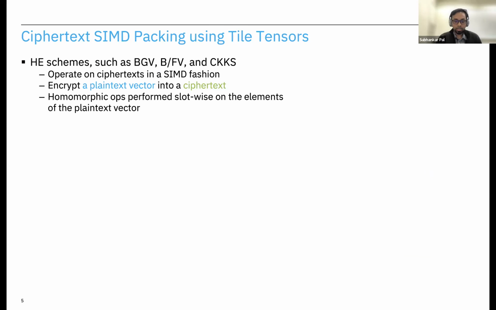What we're going to look at is a method of generically packing values into schemes that support SIMD, and how we figure out how to fix the problem of pruning for this context. In general, word-wise FHE schemes like BGV, BFV, CKKS, and there may be others, support the SIMD style of computation. And as I mentioned, the encryption is done on a plain text vector into a ciphertext message, and then the operations are performed slot-wise.